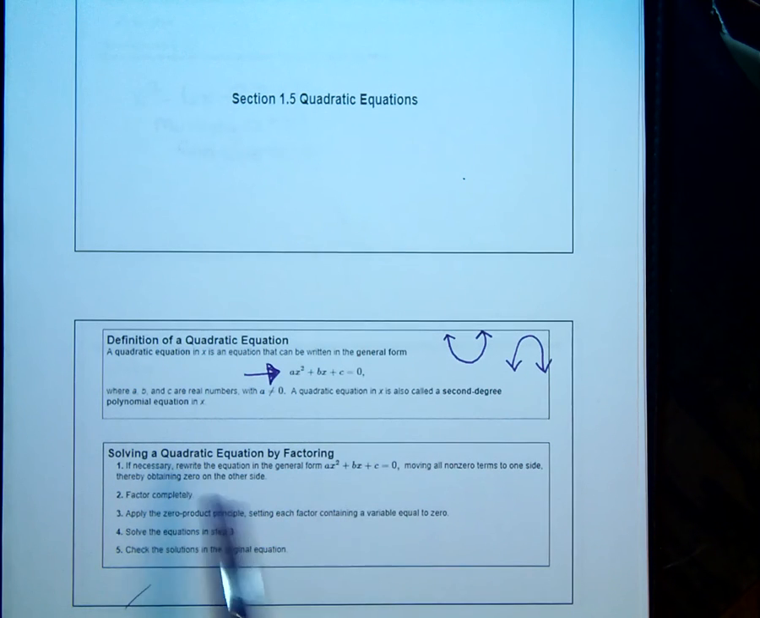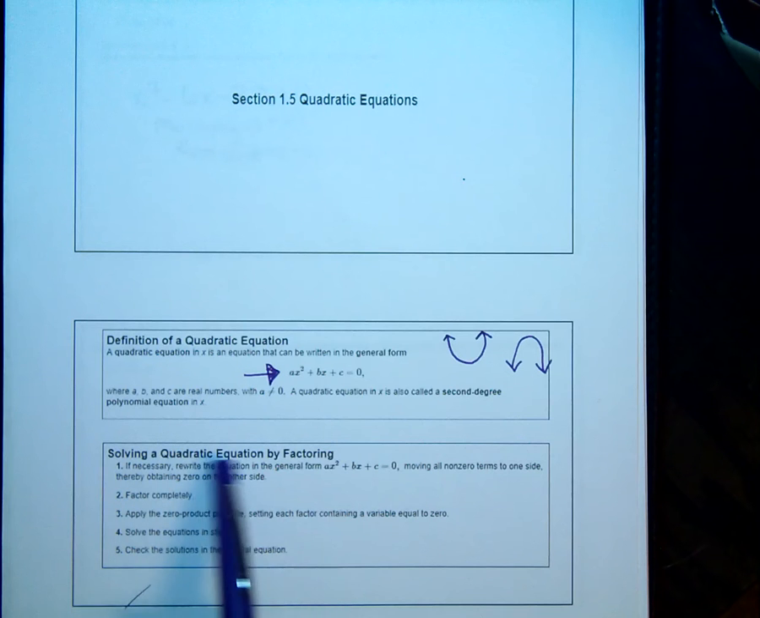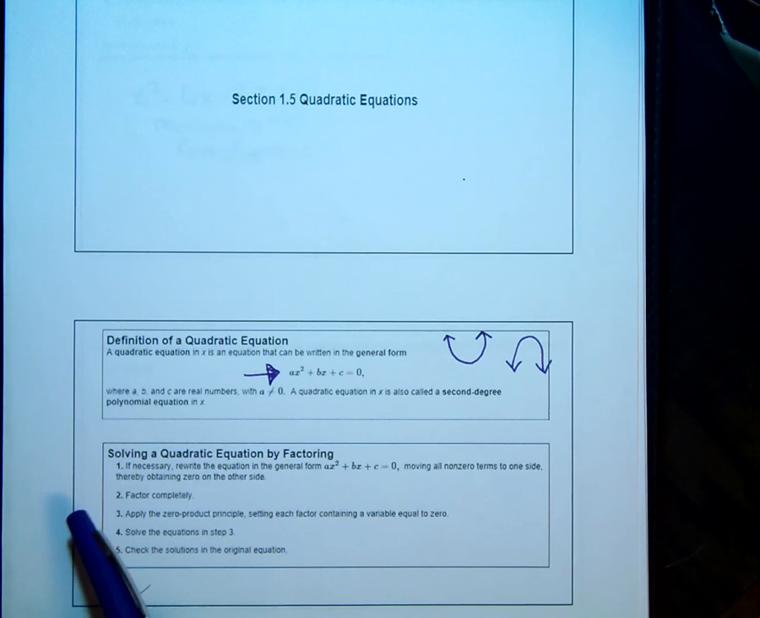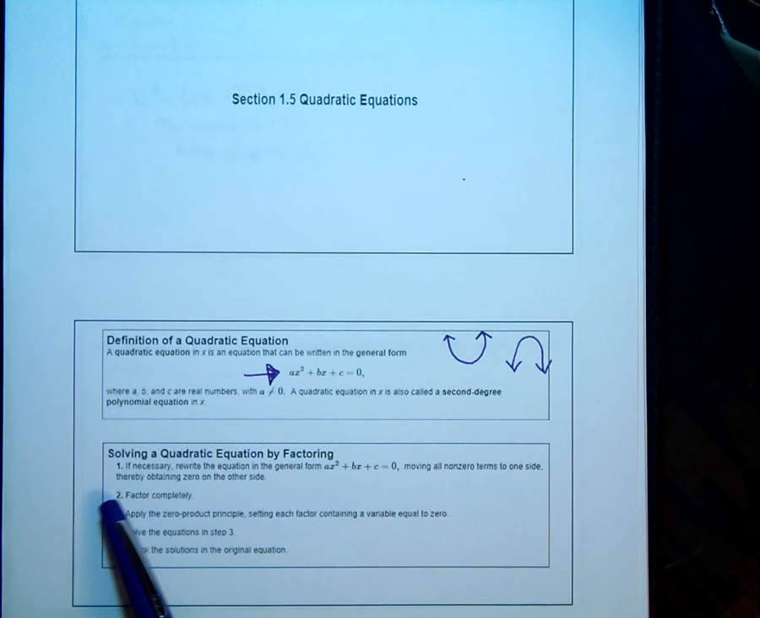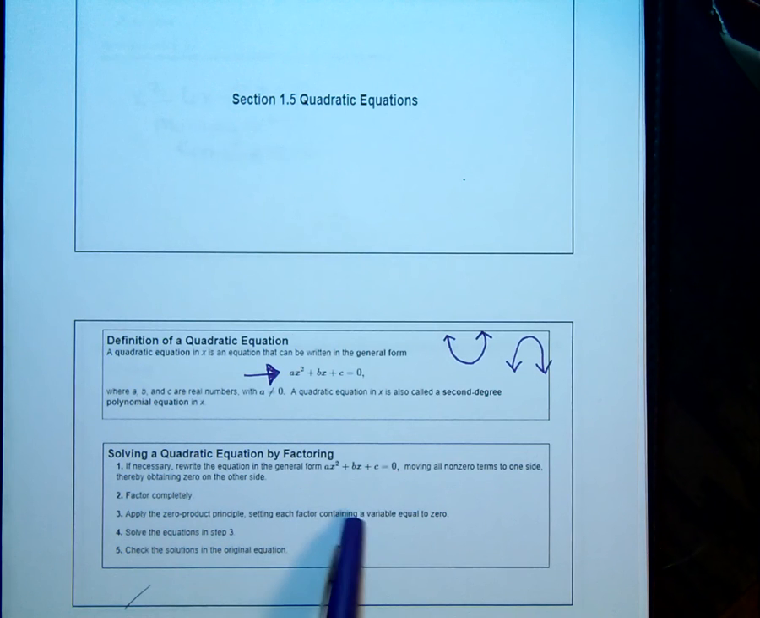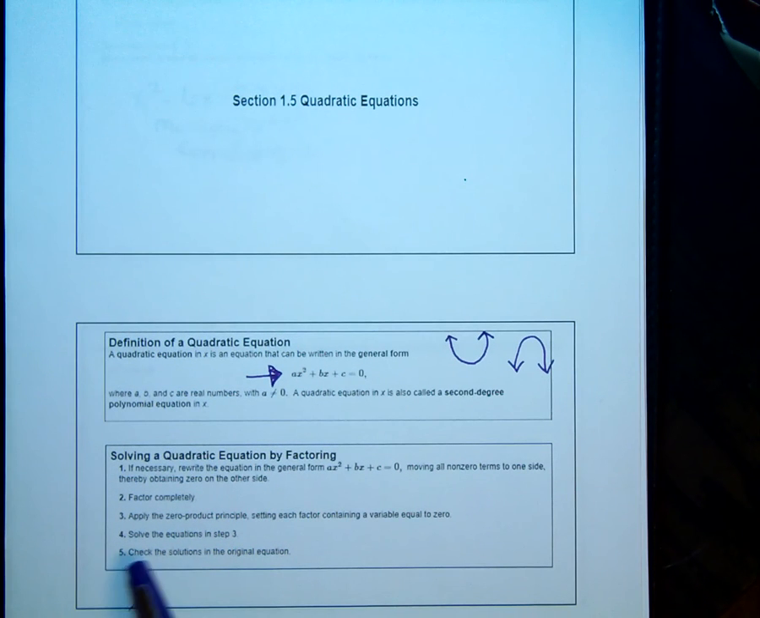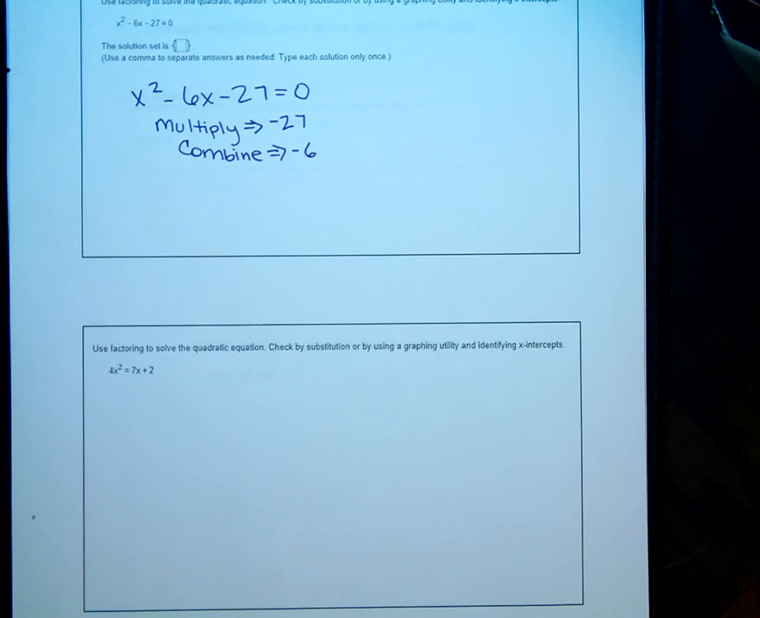Alright, so it starts off, solve a quadratic equation by factoring. Step 1, if necessary, rewrite the equation in the general form. Step 2, factor. Step 3, apply the zero product principle, setting each factor containing a variable equal to 0. Step 4, solve. Step 5, check the solutions in the original equation. Step 5 is the one I a lot of times forget to do, but it's good to check your solutions.